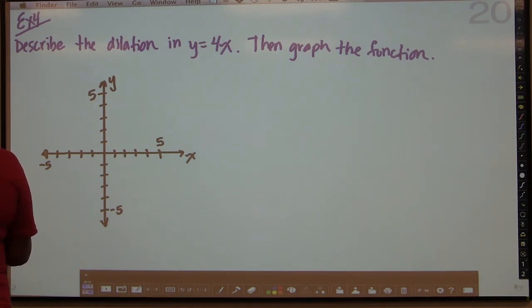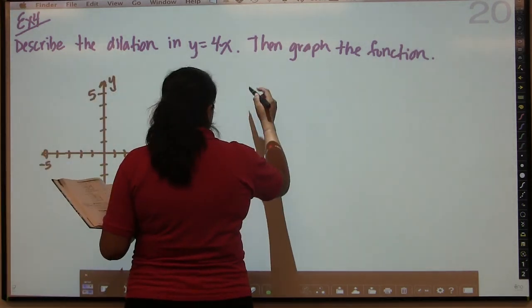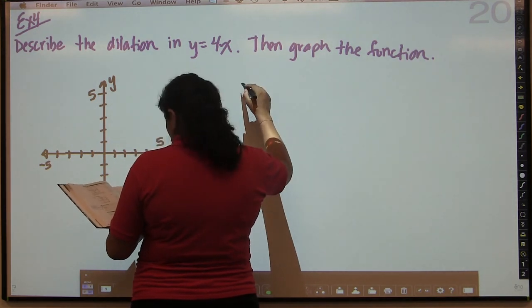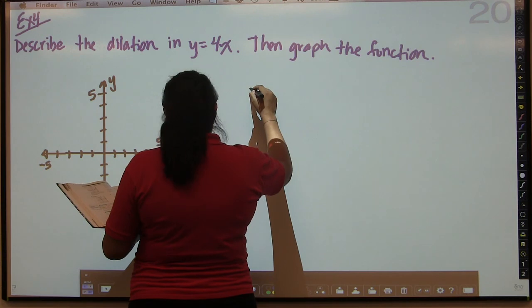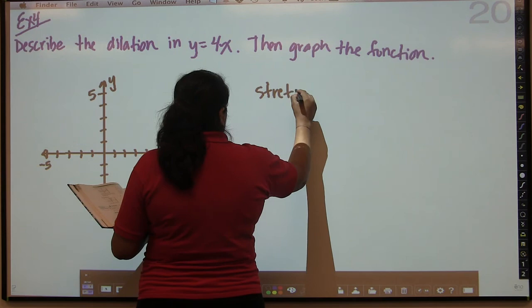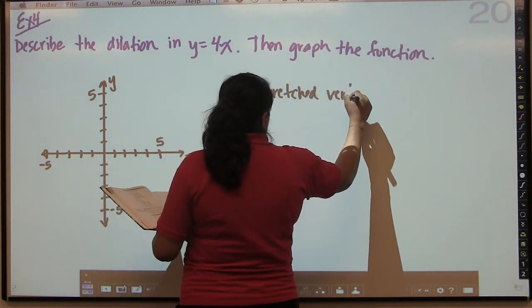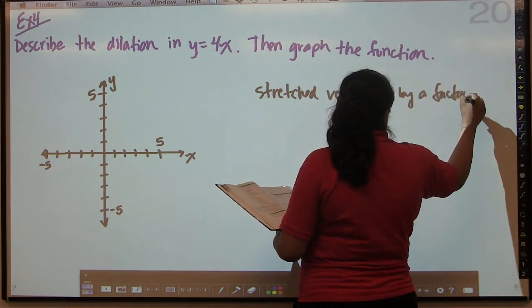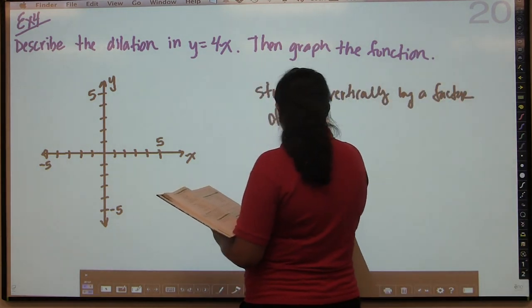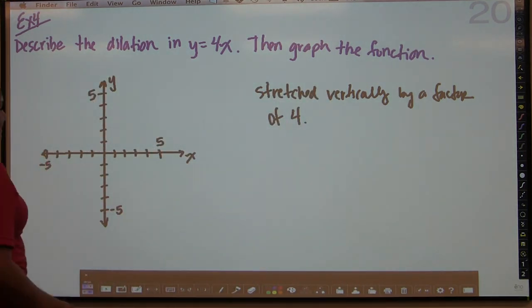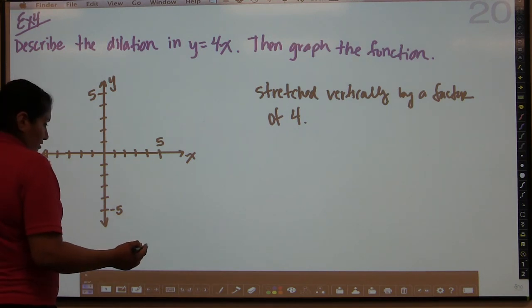So what we're going to say, because that's to describe the dilation. So the graph of y equals 4x, it's going to be, what did I say here? Stretched vertically by a factor of 4. What that means for our graph is that it's going to have a much steeper slope. This is a very easy function to graph.